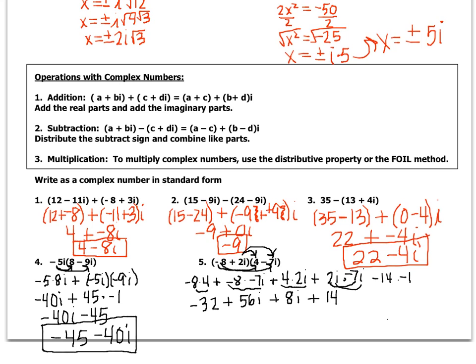So now let's combine our like terms. Negative 32 and positive 14 is negative 18. Plus 56i and plus 8i is 64i. So this is my simplified form. Let's turn the page and look at the back.